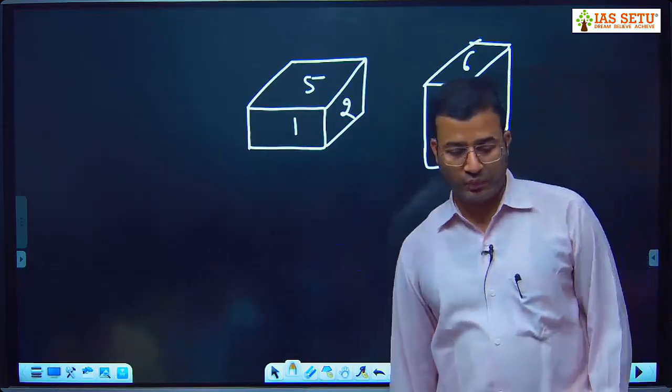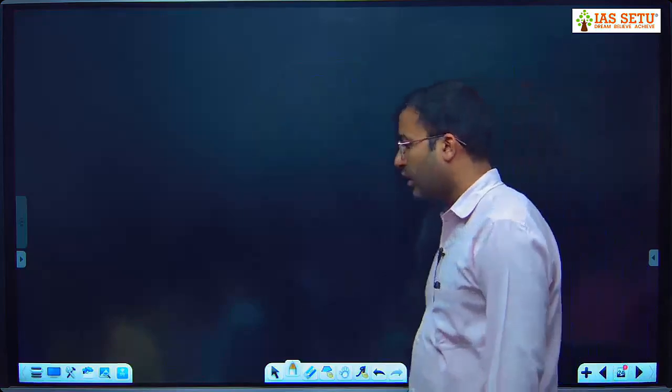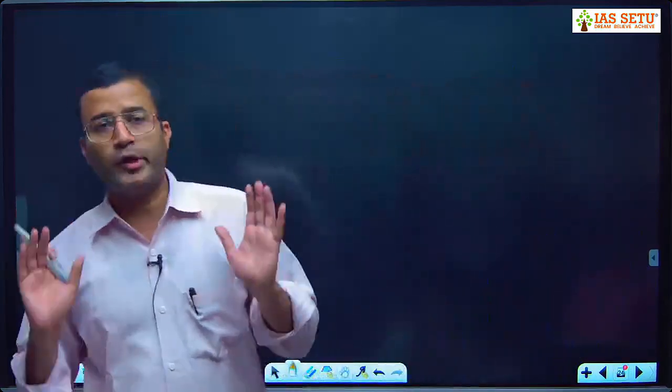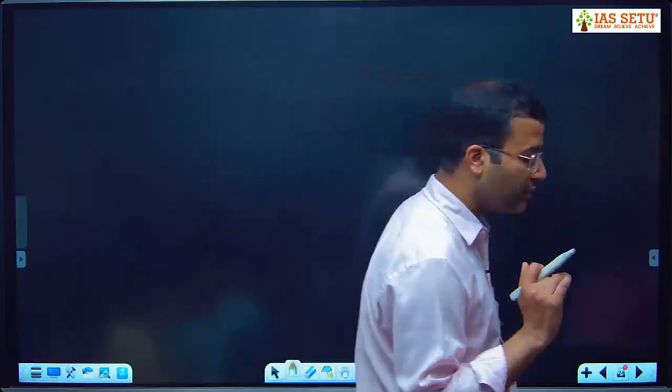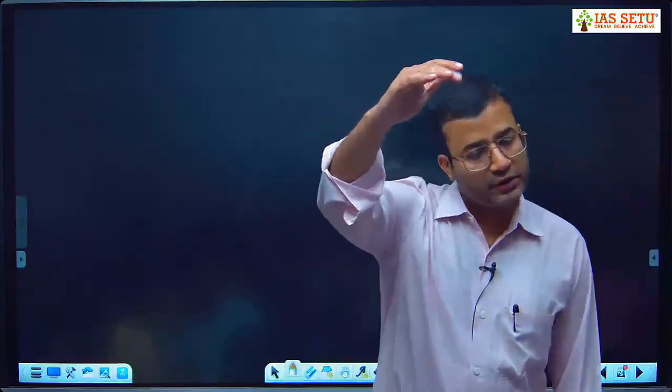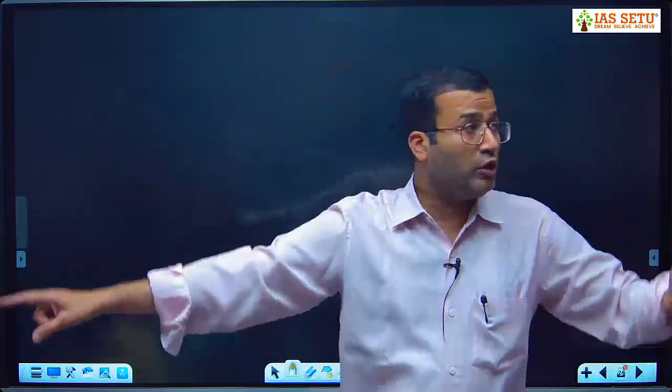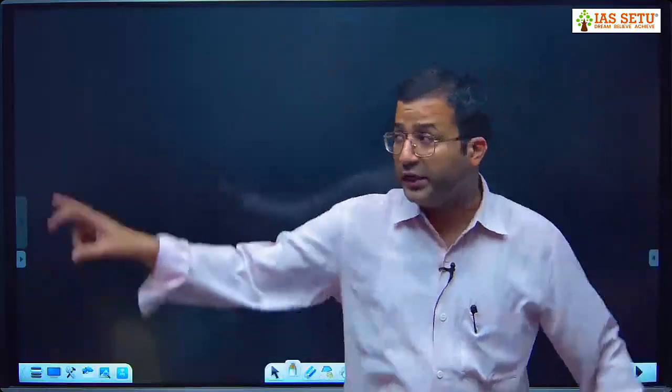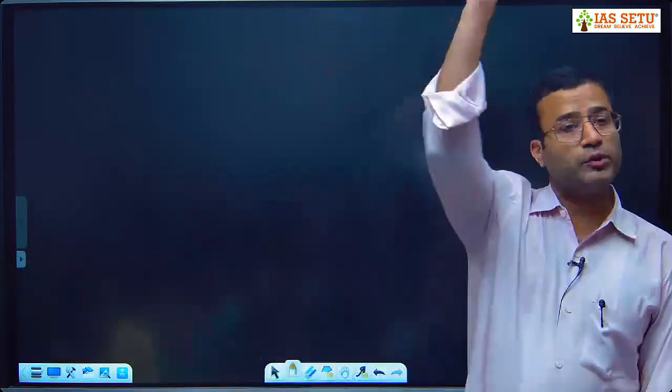Okay. This room is a cuboid shape. Let us have an observation on this room. This roof is opposite to this floor. Check the area of this roof and floor. It is exactly the same. This wall is opposite to this wall. The area of this wall and this wall is exactly the same. This wall is opposite to that wall.